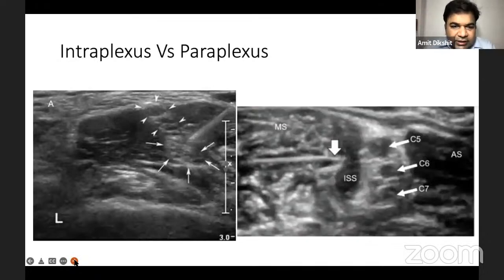So I was talking about intraplexus and paraplexus. Bringing the needle in plane and going between the two hypoechoic areas, this intraplexus technique may be disastrous, and we should be conservative with our needling, and paraplexus is a welcome idea.